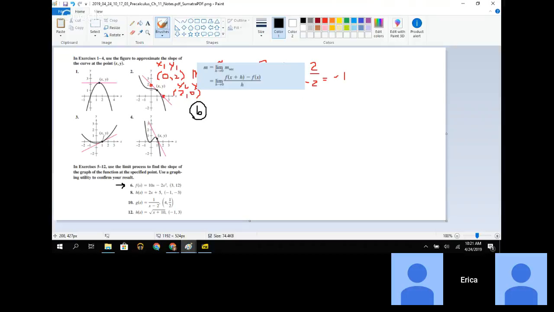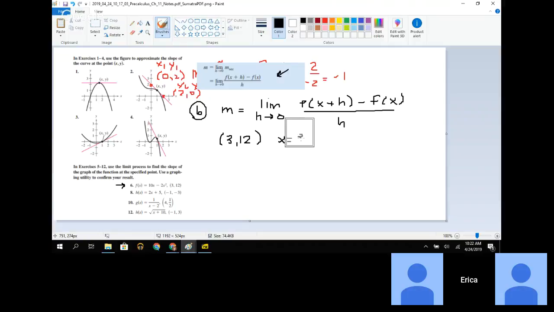So we're going to use this idea that the slope, and we're using the limit process to do it, right? The slope equals the limit as h approaches 0 of f of x plus h minus f of x, divided by h. Okay, so based off our equation, the point that we're doing this at is (3, 12), so we know that we're looking when x equals 3.